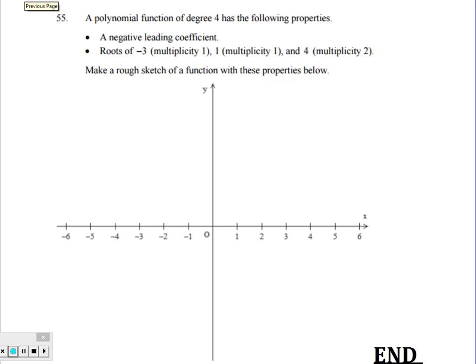All right. So a polynomial function of degree 4 has the following properties. Degree 4 tells me it's going to have the same direction. It's either both up, up, or both down, down, depending on the leading coefficient. Now I see a negative leading coefficient, and that tells me it's not up, up, it's going to be down, down. So the roots are -3.